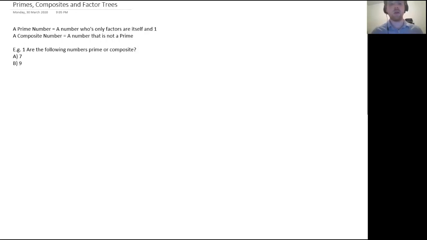Now, a prime number, you may have already heard of this. A prime number is a number whose only factors are itself and 1. So there are no other factors, just 1 and itself. A composite number is a number that is not a prime number. So therefore it has a factor as well as itself and 1, there will be another number there. So we've got an example here.